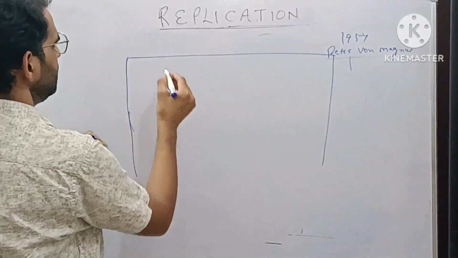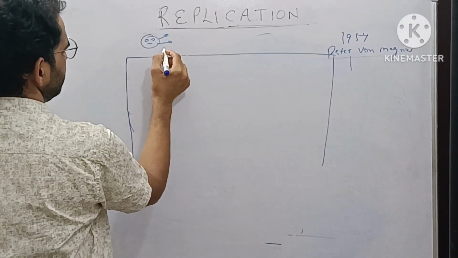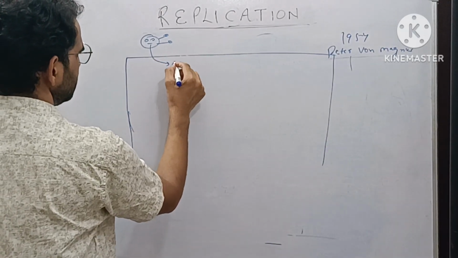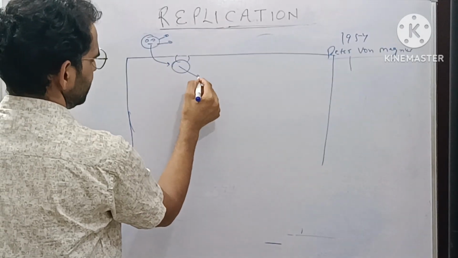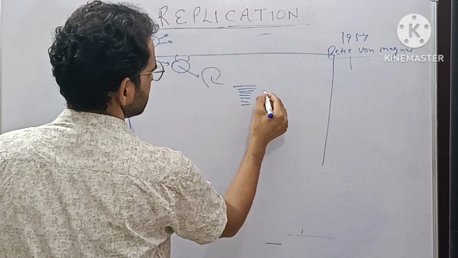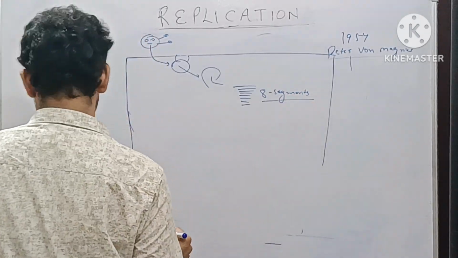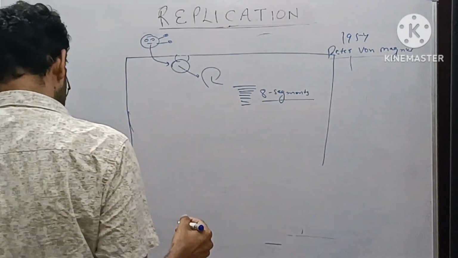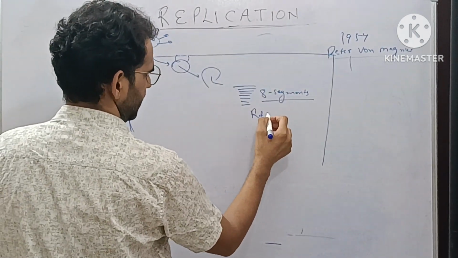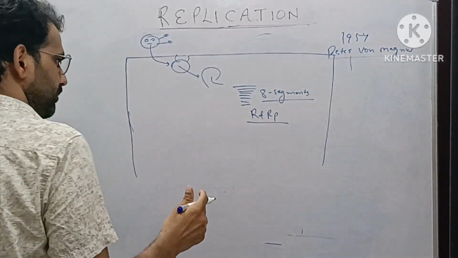This is the cell and this is the influenza virus particle. Again it enters, penetrates, then it releases all the 8 segments. And these segments are further taken care of by which enzyme? RdRp, RNA dependent RNA polymerase.